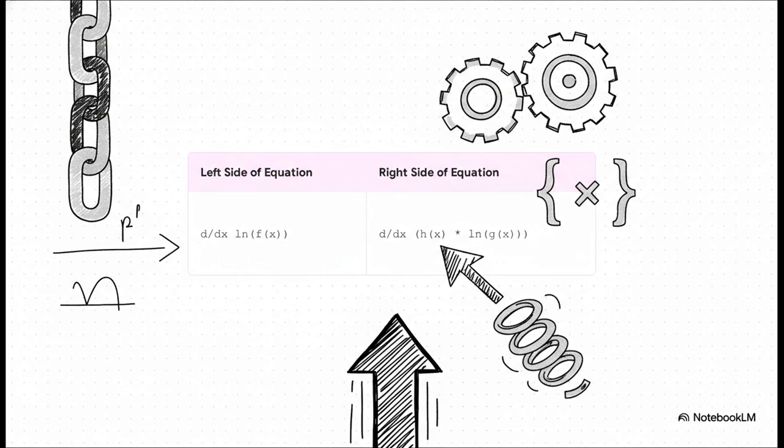Simple enough? Now for the right side. The derivative of h of x times ln of g of x. Here we just apply the product rule. It's the first function, h of x, times the derivative of the second, plus the second function, ln of g of x, times the derivative of the first, h prime of x. Once we have that entire expression, our final algebraic step is just to get f prime of x by itself, which we do by multiplying both sides of the whole equation by the original function f of x.